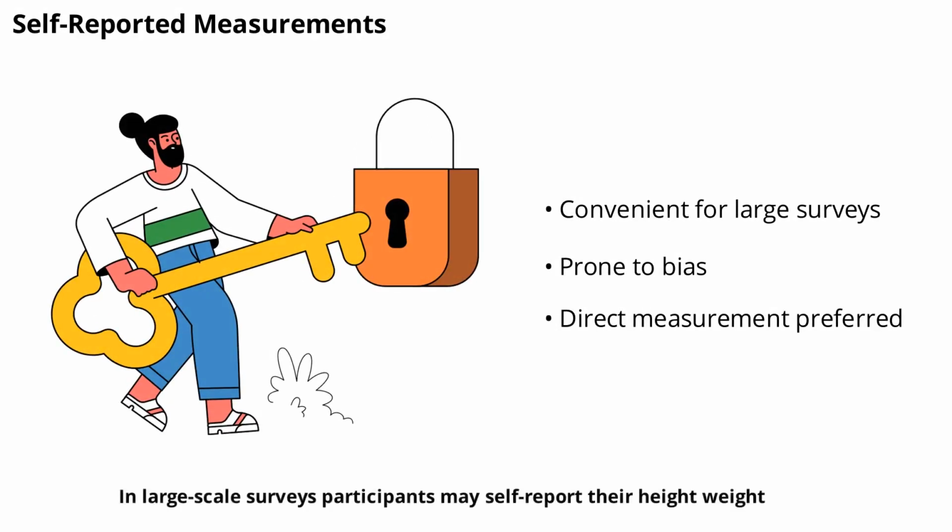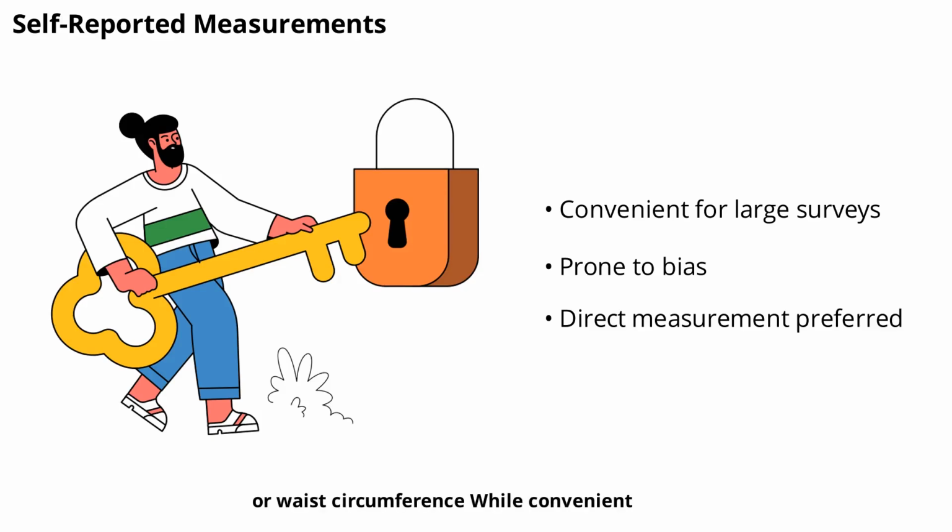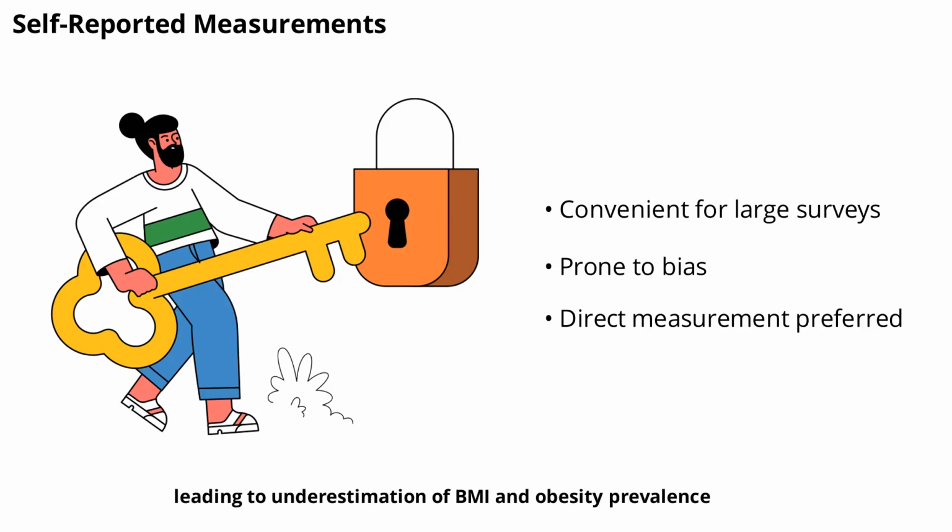In large-scale surveys, participants may self-report their height, weight, or waist circumference. While convenient, self-reported data are prone to bias. People often overestimate height and underestimate weight, leading to underestimation of BMI and obesity prevalence. This highlights the importance of direct measurement whenever possible for accurate public health data.